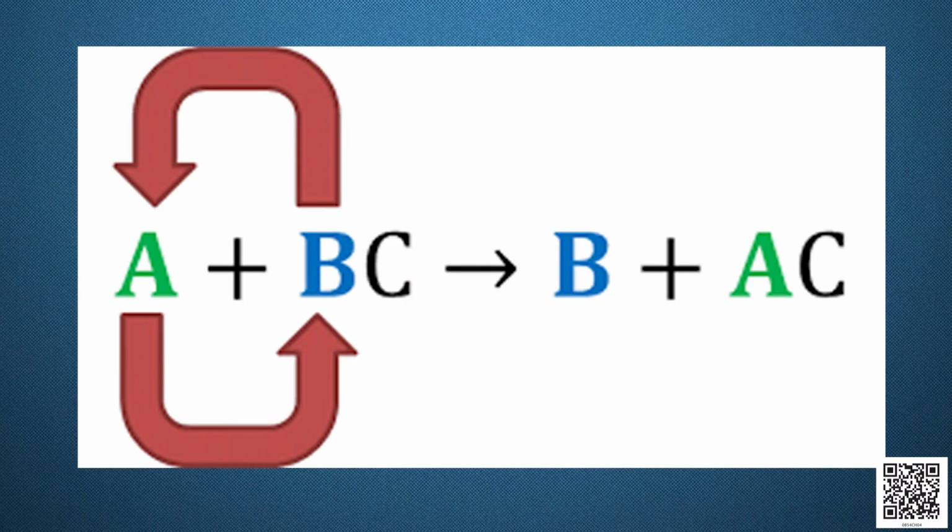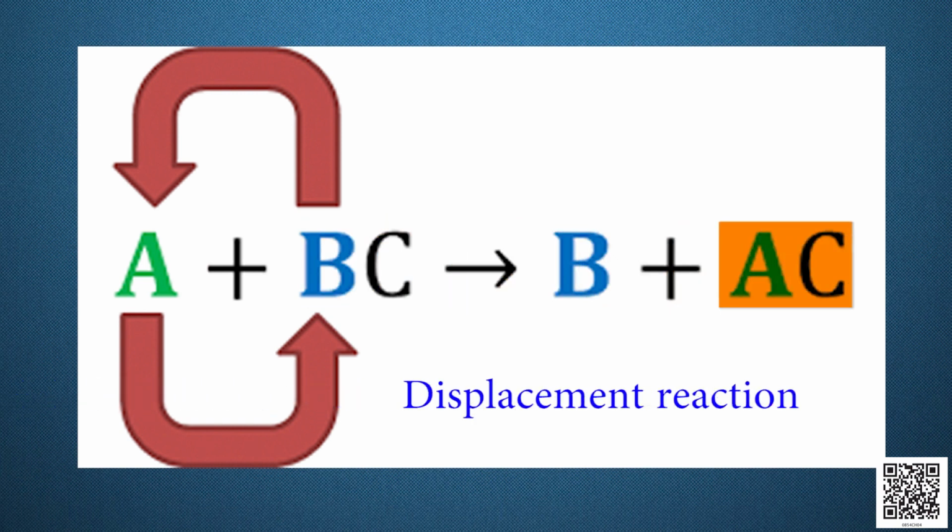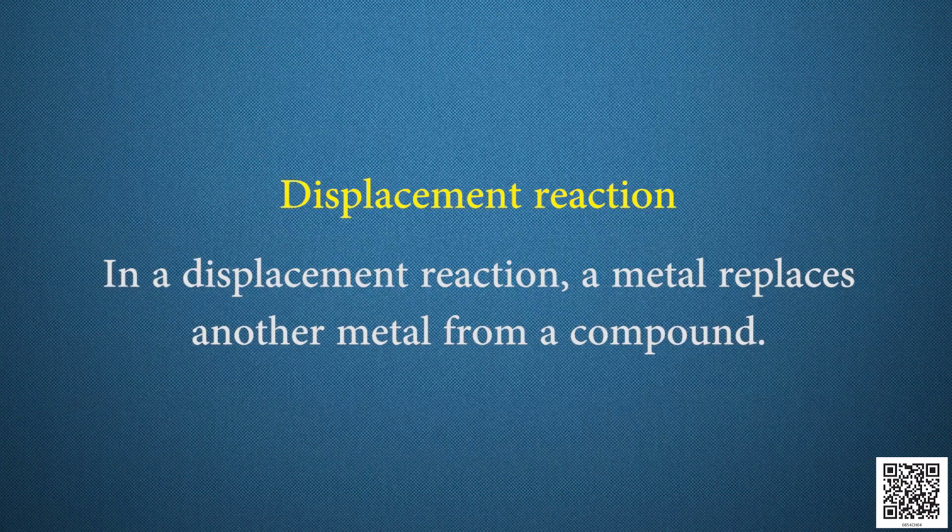To understand this reaction, look at the following general equation. BC is a compound formed from a metal B and a non-metal C. The metal A replaces metal B from the compound BC to form a new compound AC. This type of reaction is known as displacement reaction. In a displacement reaction, a metal replaces another metal from a compound.